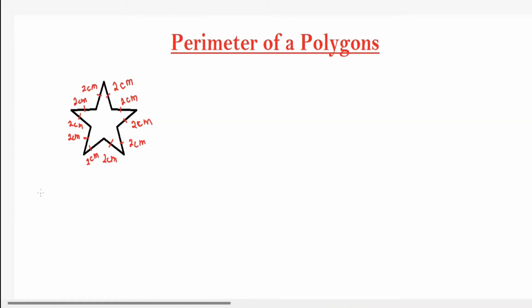Now, the formula for the polygon is actually easy because we will just add lahat ng measurement na meron tayo. Again, we will just add the measurements ng ating polygon, lahat ng sides niya. So, i-add lang po natin yan. So, P stands for perimeter. And, check natin, ilang 2 centimeters pa meron tayo sa star?